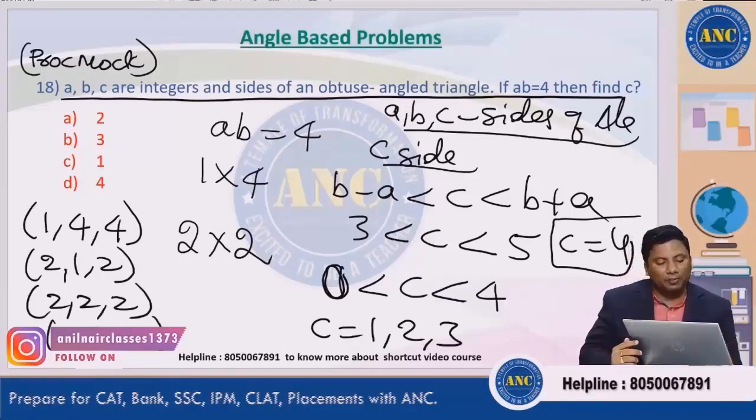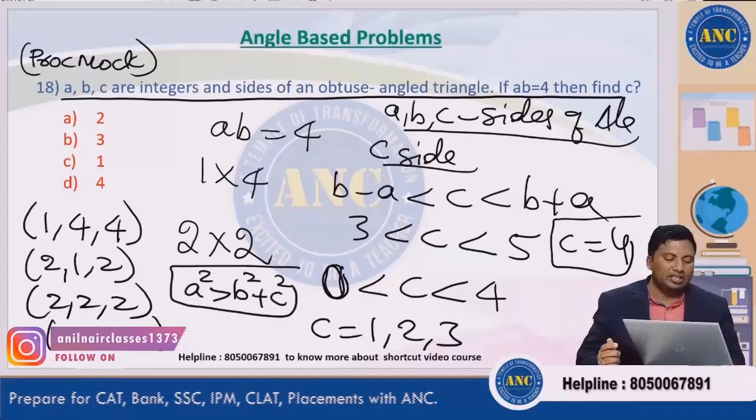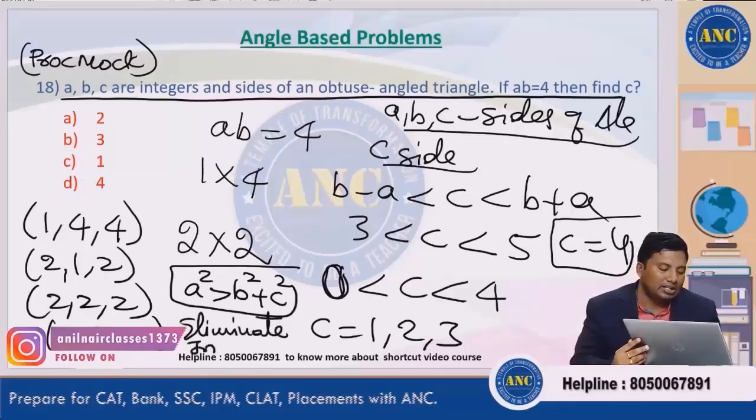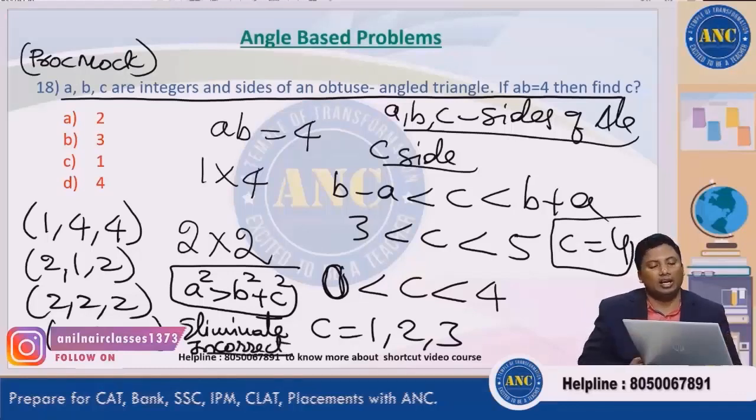Check if they are forming the sides. Check by using the property A square greater than B square plus C square, which is the condition for an obtuse angled triangle. Eliminate the incorrect cases which do not satisfy the property of an obtuse angled triangle. Are you all with me? I just took the sides which satisfy the condition that ABC are the sides of a triangle. Then use the condition A square greater than B square plus C square. If each one is less than the sum of the squares of the other two sides, then it is not.